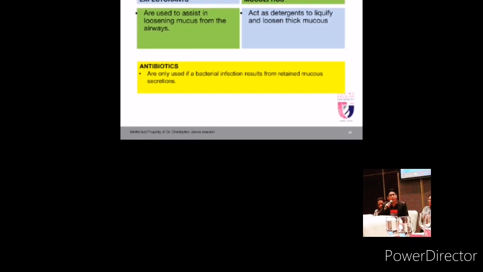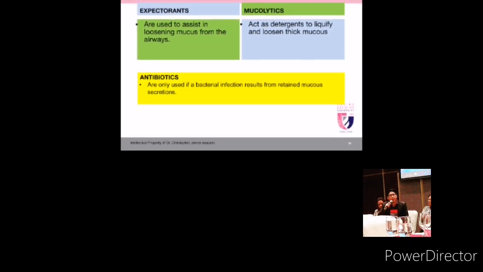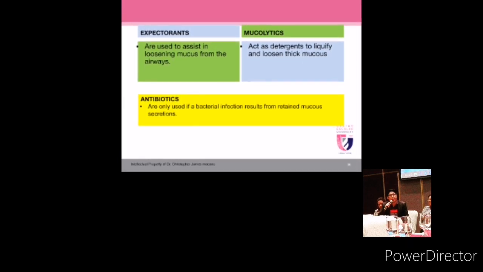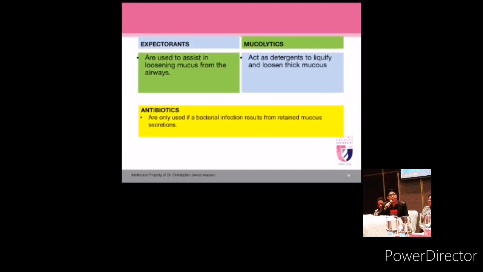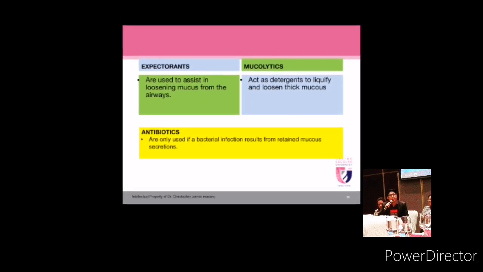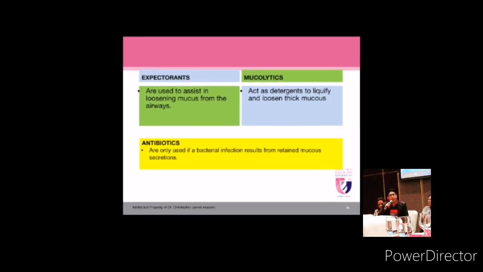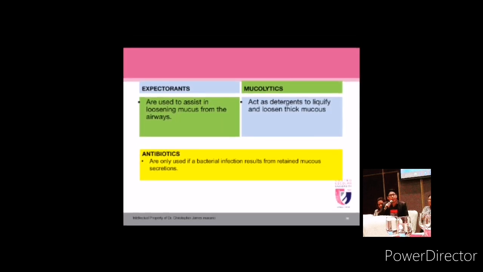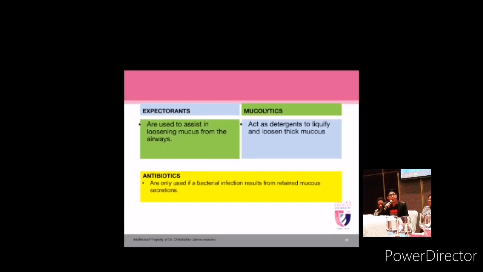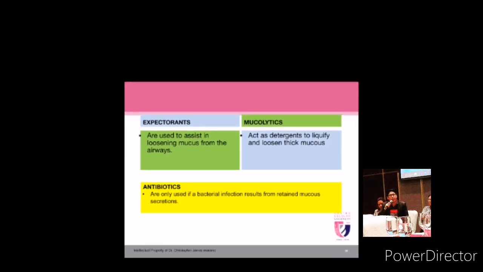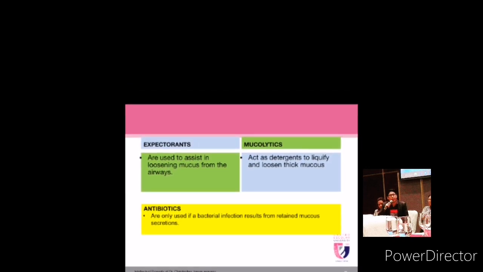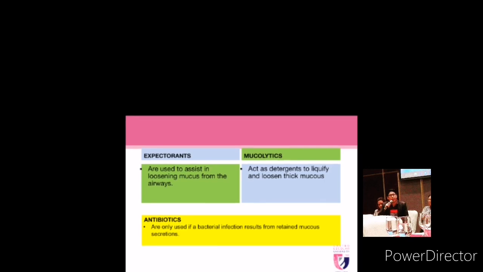So, yung iba, ang sabi nila, expectorants are used to assist or loosen mucus from the airways, while mucolytics act as detergents to liquefy and loosen thick mucus. And of course, your antibiotics, although discussed, bigyan lang natin ng konting discussion, are only used if bacterial infection results from retained mucus secretions. Ito na yung mga pneumonia, etc. Yung mga ganyan.